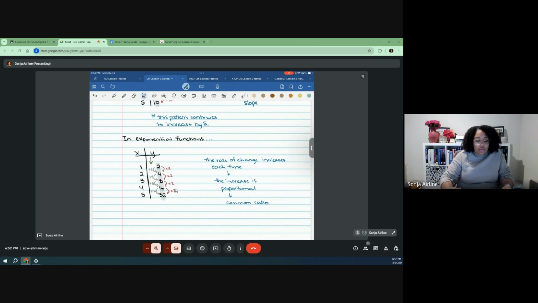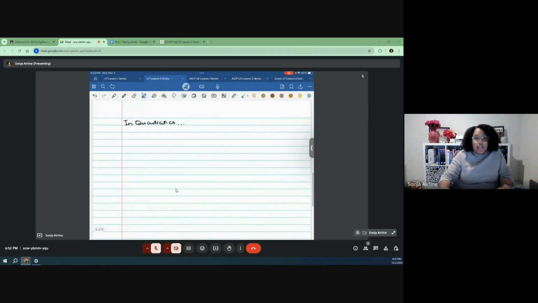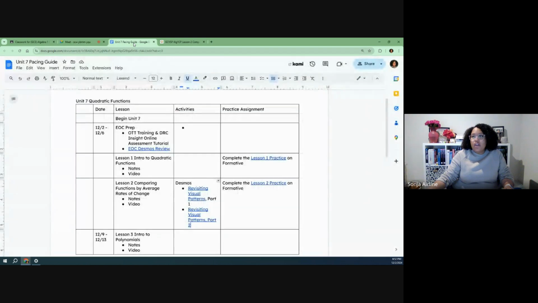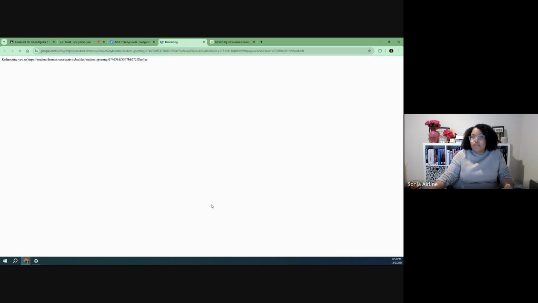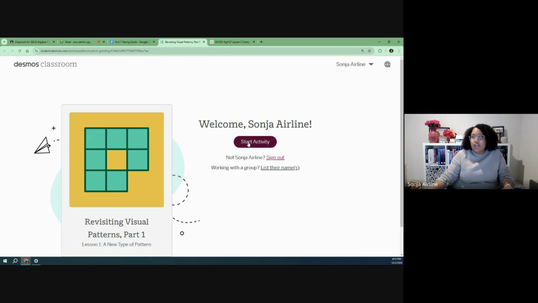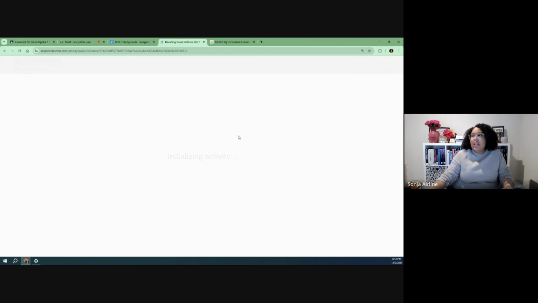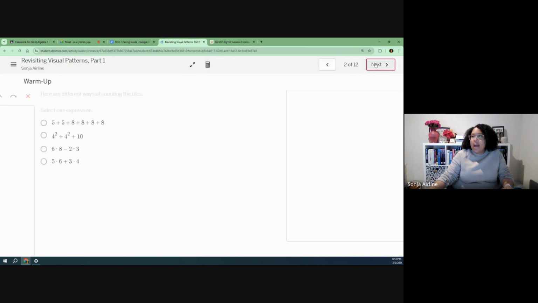Now let's look at the rate of change that would happen in a quadratic scenario. To look at a quadratic scenario, I want you to go to our pacing guide and click on this Desmos activity called Revisiting Visual Patterns. As we click on this activity, I want us to look at a certain pattern that shows up.